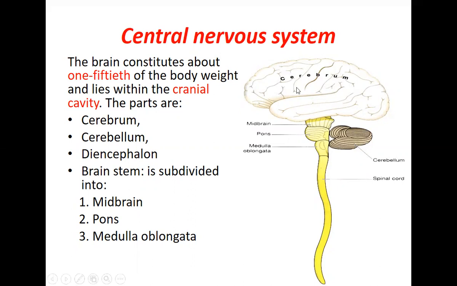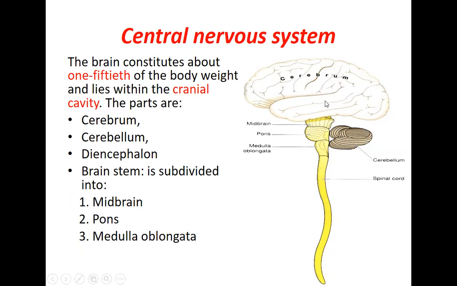So what are the parts of the brain or the central nervous system? One is the cerebrum. These two hemispheres on either side, which you call the brain, are called the cerebrum, right and left cerebrum. Then we have a smaller brain called the cerebellum. This is the cerebellum, the smaller brain.